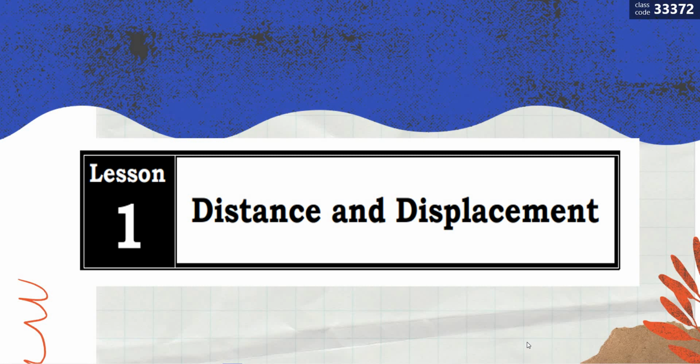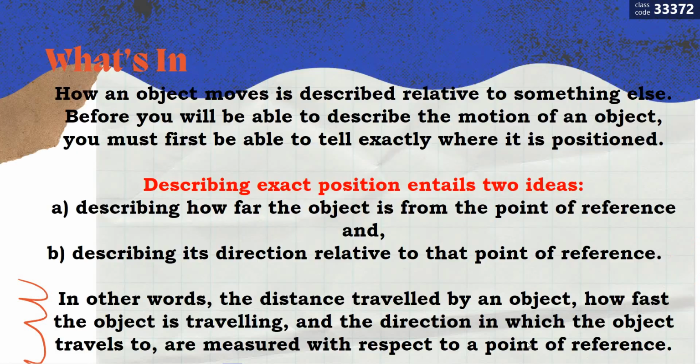Okay, so for today, we're going to discuss all about Module 1, Lesson 1 of the 3rd quarter in Science 7, entitled Distance and Displacement. So in this module, we're going to differentiate distance from displacement.